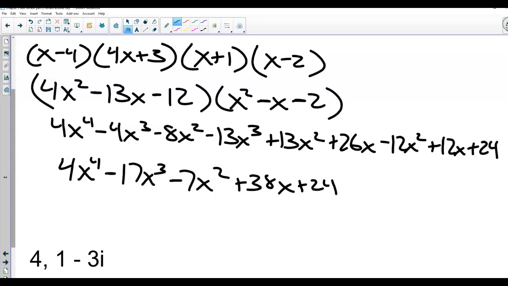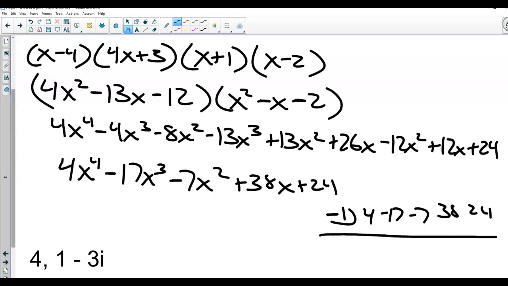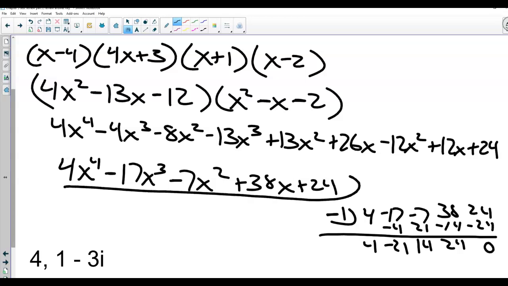My advice, check one of them. I'll use negative 1 in the box, and I'll do 4, negative 17, negative 7, 38, and 24. If that works to get a zero remainder, I did it right. 4, we had negative 21. 21, I'm at 14. Negative 14, I'm at 24. Negative 24, I'm at 0. So there's a good chance I'm right. Here's my answer.